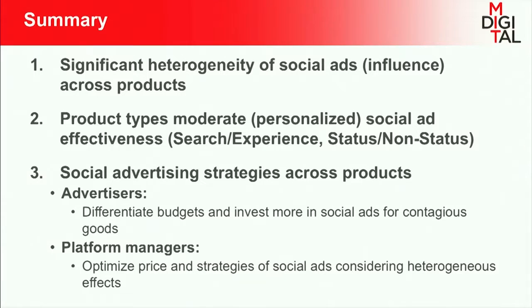As a result, this experiment and the study show that social advertising is effective on average, and this effectiveness is very heterogeneous across different products. The theoretically motivated product types moderate the social advertising and personalized social advertising effectiveness.